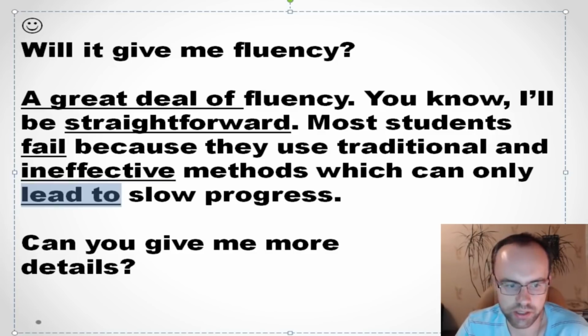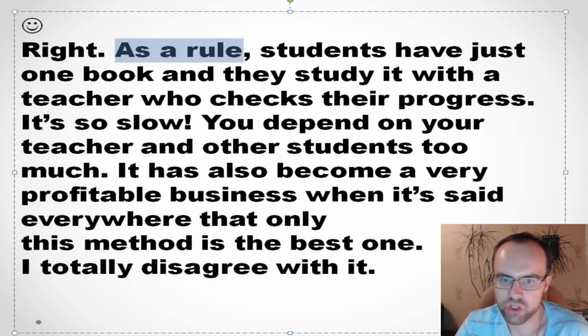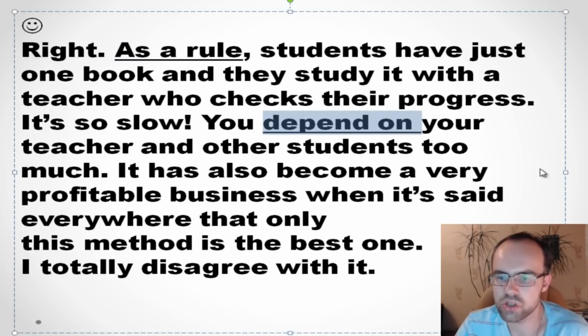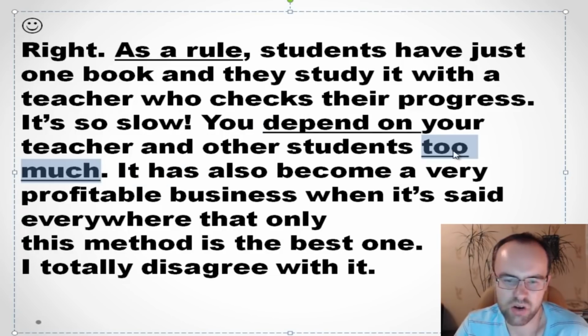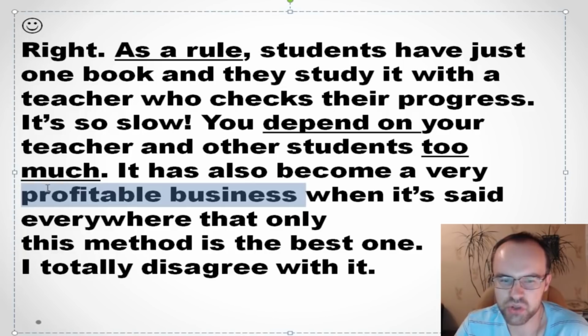Can you give me more details? Right. As a rule, students have just one book and they study it with a teacher who checks their progress. It's so slow. You depend on your teacher and other students too much. Really, it's a problem. You depend on it too much. So we use this to express our negative attitude. Okay. So it has also become a very profitable business. It means a profitable business which brings lots of money, good profit.